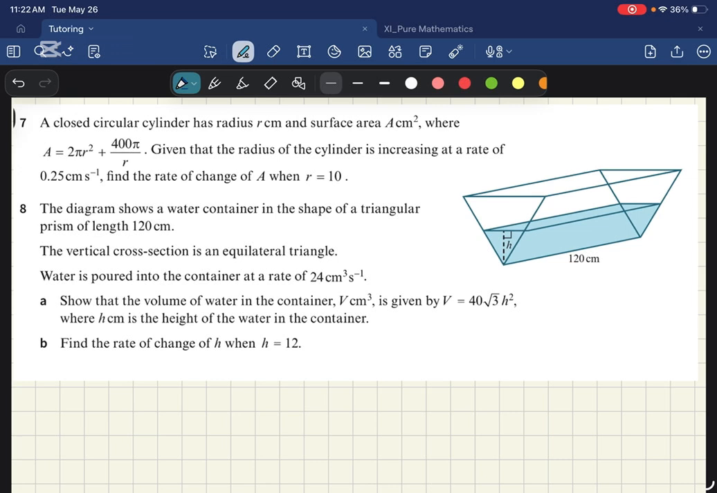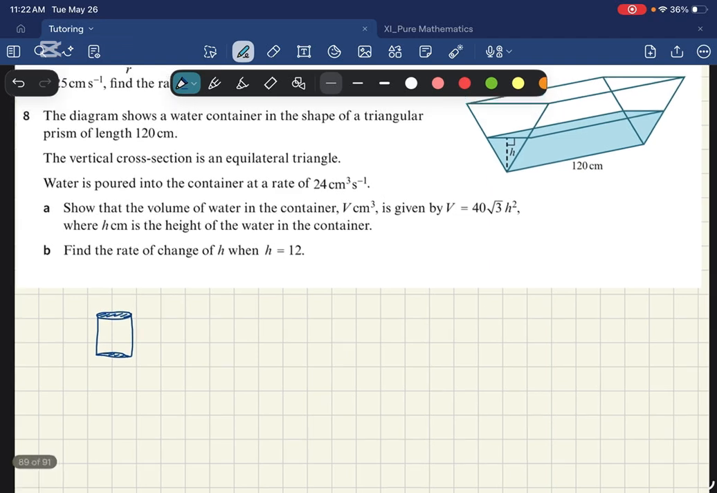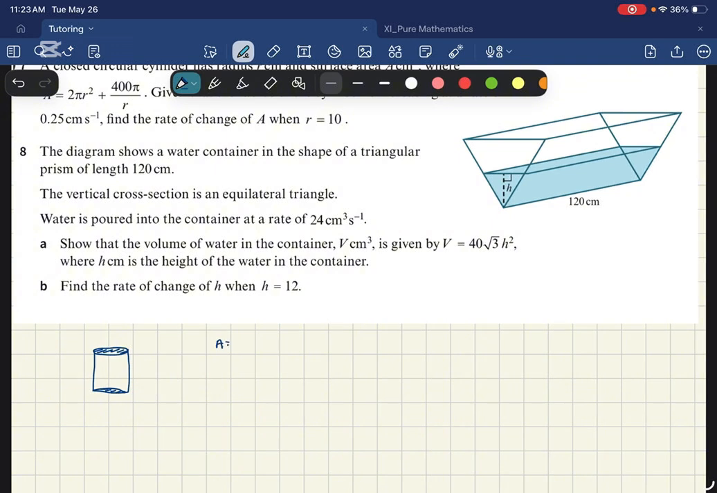Question 7. A closed circular cylinder. So just draw a cylinder, and it's closed. That means both sides, it's closed. There is material. There is like the area of circle matters here. So it has a radius r, surface area A. So we are given the expression for the surface area. This is 2 pi r squared plus 400 pi over r.